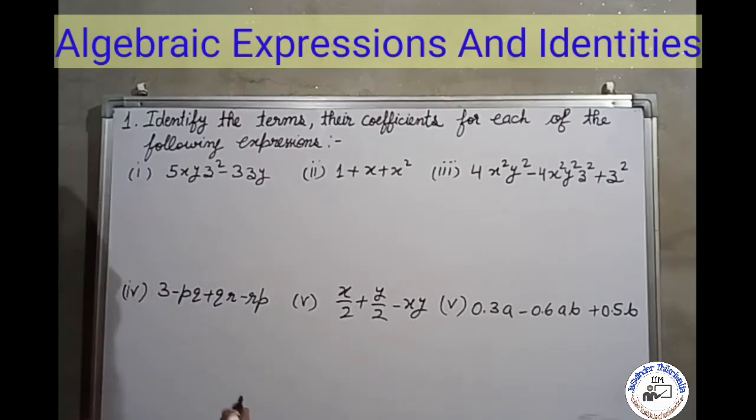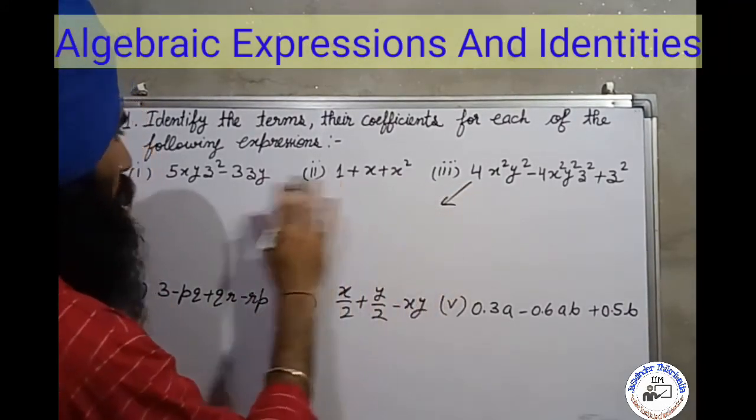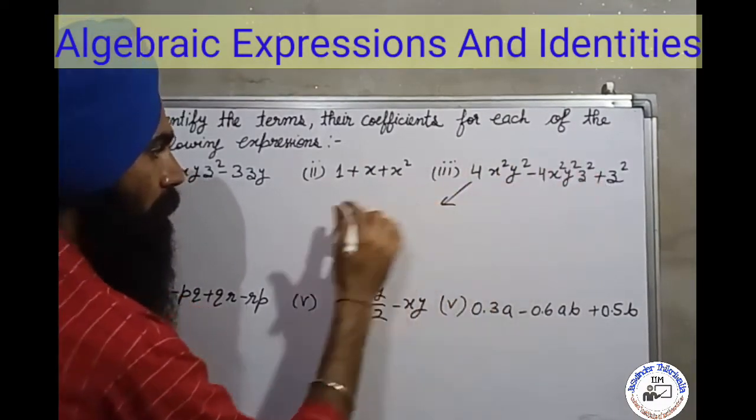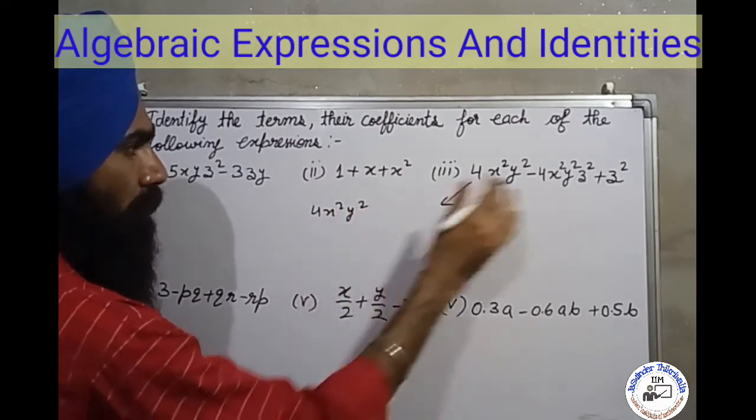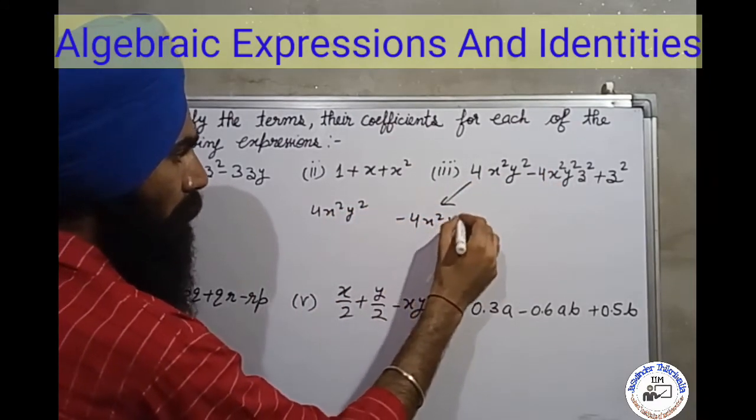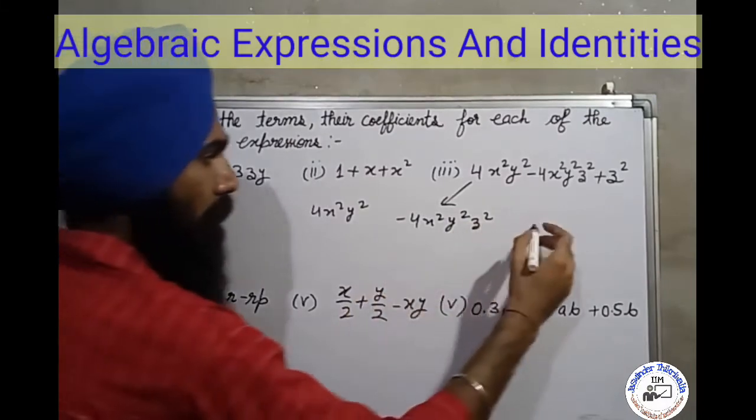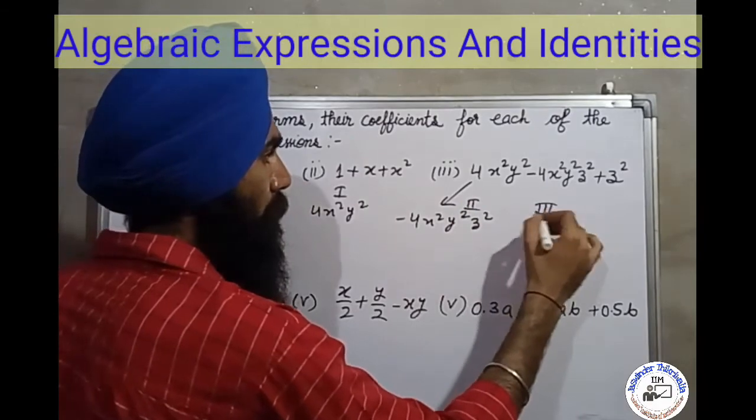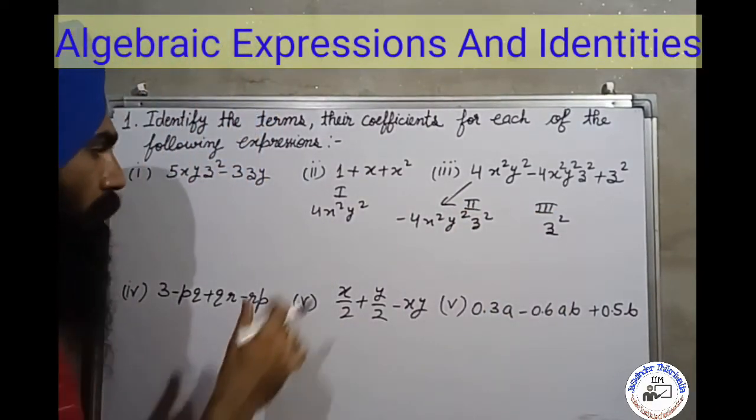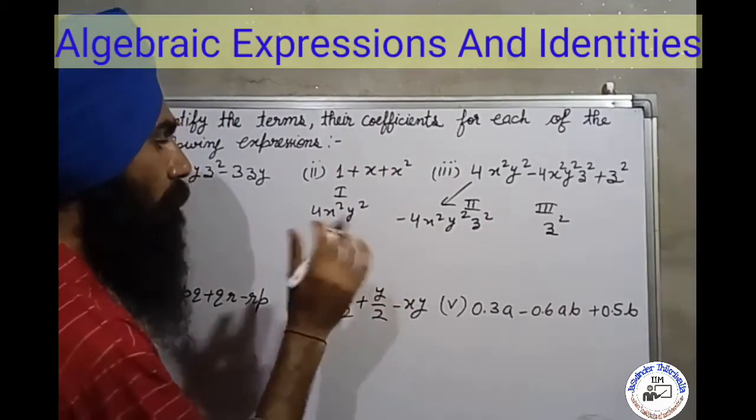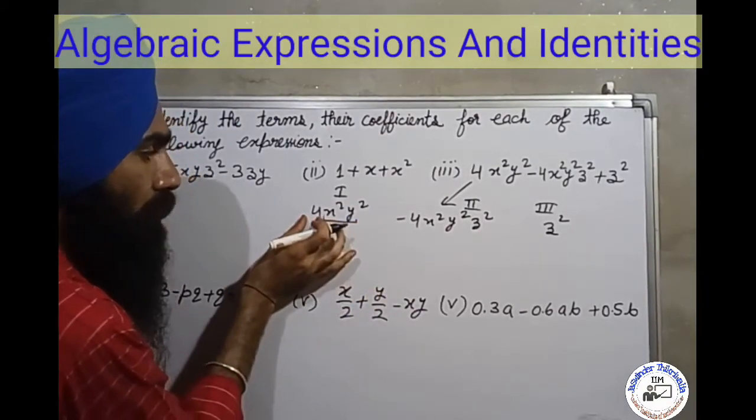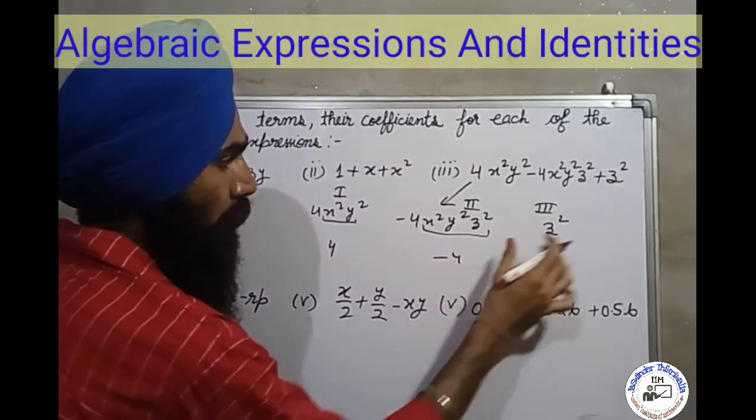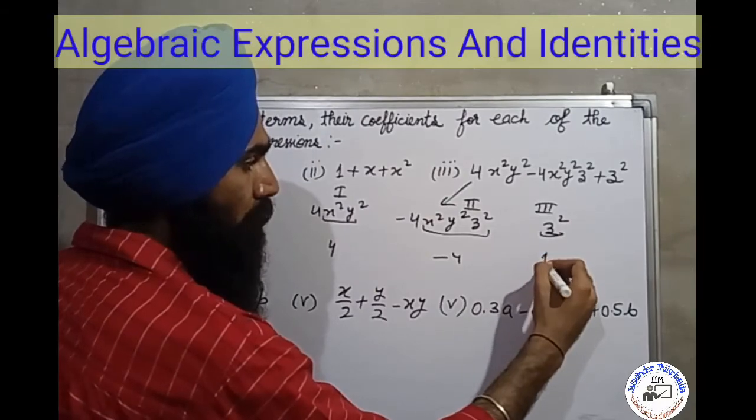Then coefficients. I am explaining the third; first and second you do yourself. From the third you check. We have here 3 terms. 4x square y square is the first term. Then minus 4x square y square z square is the second term. Then z square is the third term. Okay, first, second, third. So next, we have to check the coefficient. Coefficient of a variable means, with these variables, what is the coefficient there? Here it is 4. Here what is the coefficient? Minus 4. Here what is the coefficient? If there is no coefficient, that means 1.